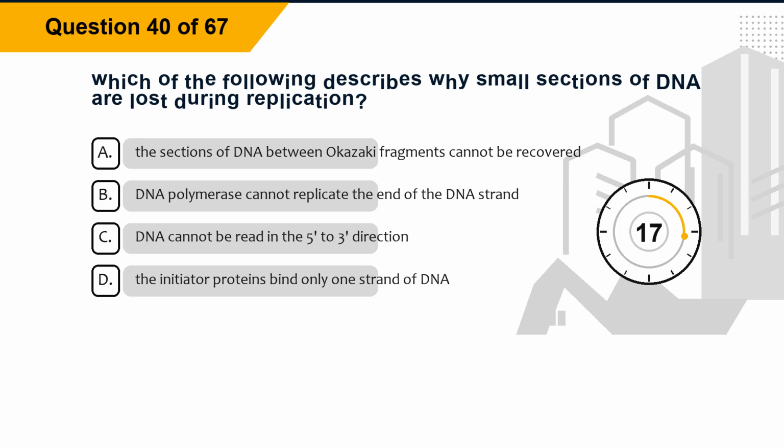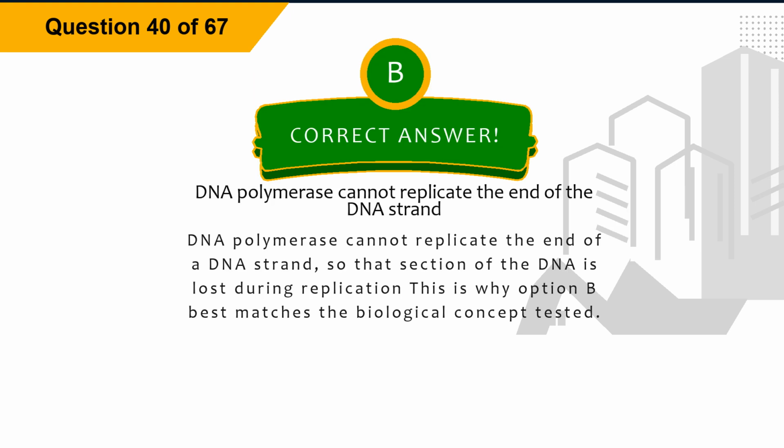Option A, the sections of DNA between Okazaki fragments cannot be recovered. Option B, DNA polymerase cannot replicate the end of the DNA strand. Option C, DNA cannot be read in the 5' to 3' direction. Option D, the initiator proteins bind only one strand of DNA. The correct answer is option B, DNA polymerase cannot replicate the end of the DNA strand.